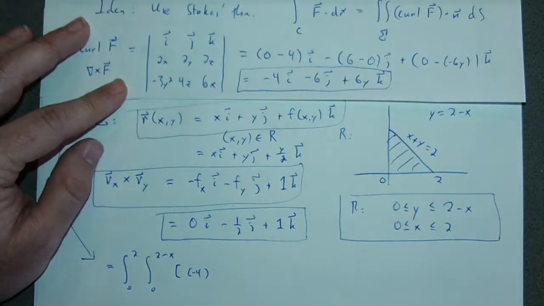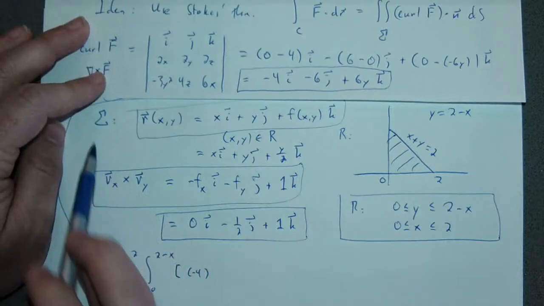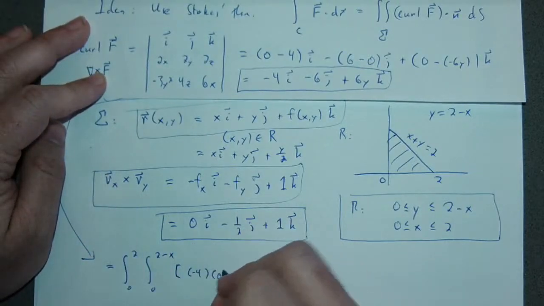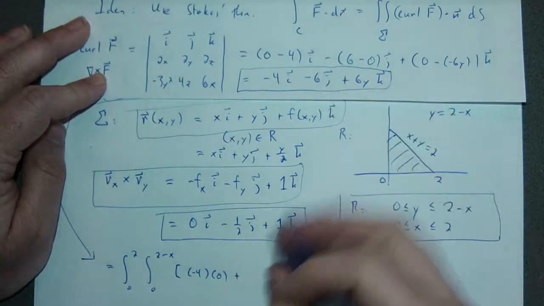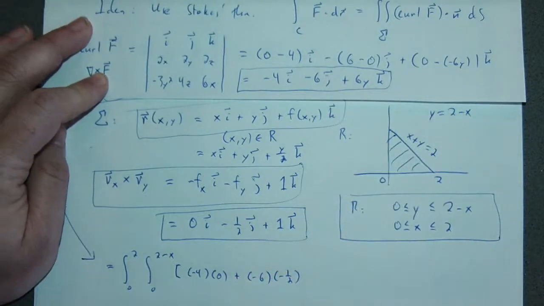So this is minus 4 times, I'm dotting this with r sub x cross r sub y. So this is minus 4 times 0 plus minus 6 times minus 1/2.